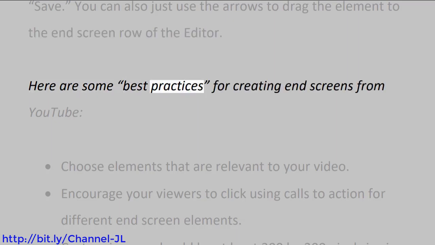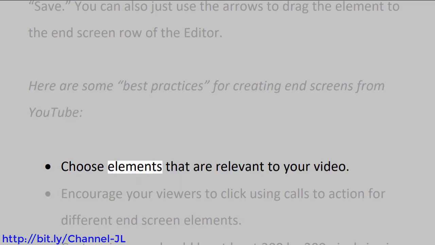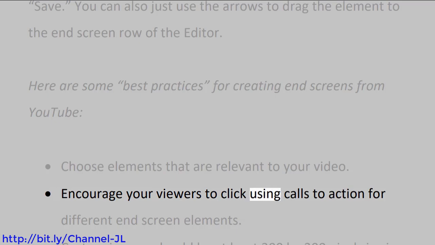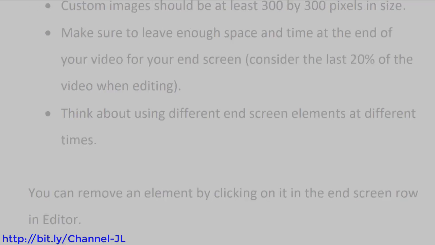Here are some best practices for creating end screens from YouTube. Choose elements that are relevant to your video. Encourage your viewers to click using calls to action for different end screen elements. Custom images should be at least 300 by 300 pixels in size. Make sure to leave enough space and time at the end of your video for your end screen. Consider the last 20% of the video when editing. Think about using different end screen elements at different times.